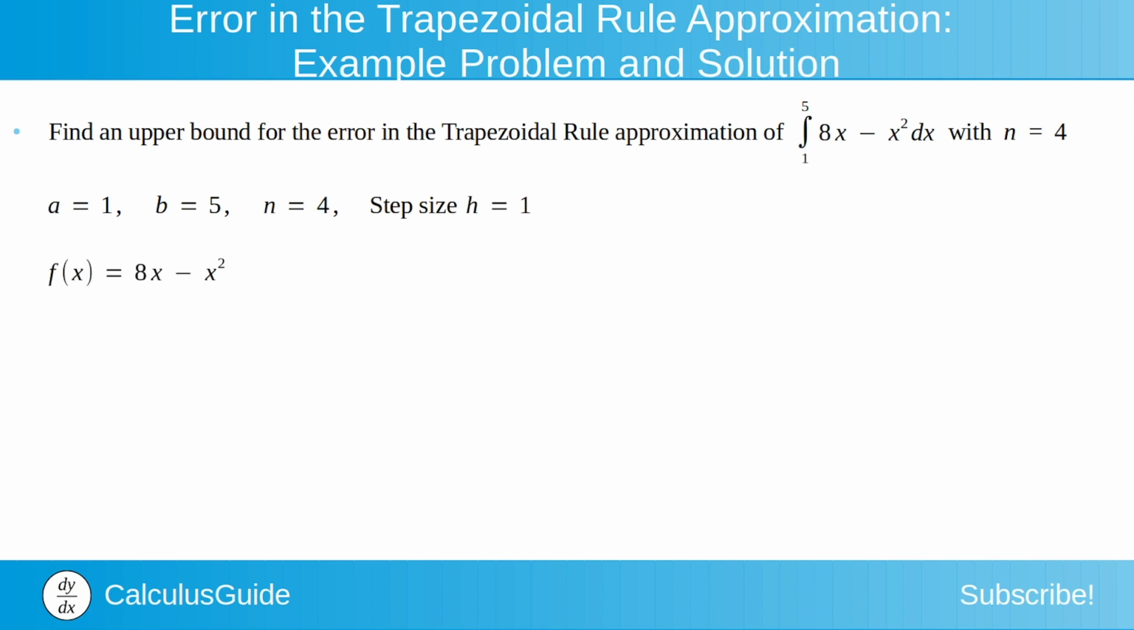The function f of x is equal to 8x minus x squared. F prime of x is equal to the derivative of 8x with respect to x minus the derivative of x squared with respect to x. The derivative of 8x with respect to x is equal to 8, and the derivative of x squared with respect to x is equal to 2x. So f prime of x is equal to 8 minus 2x.